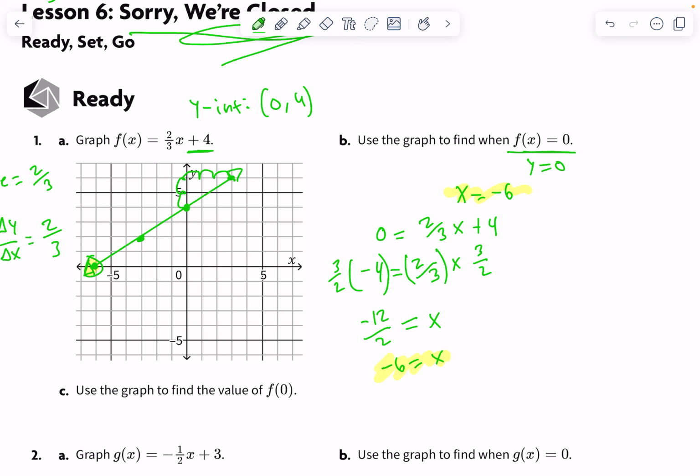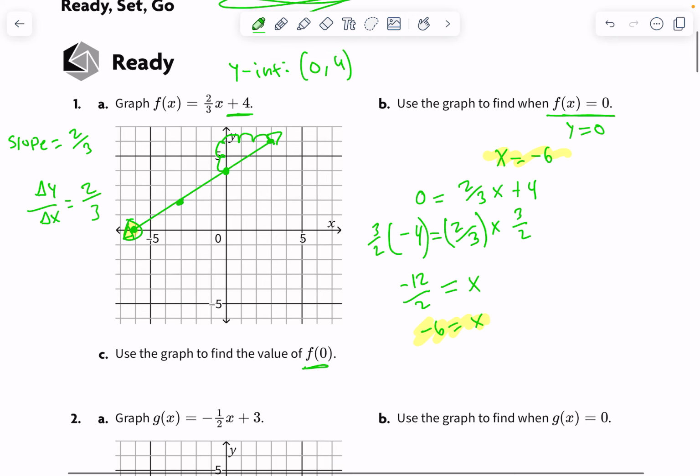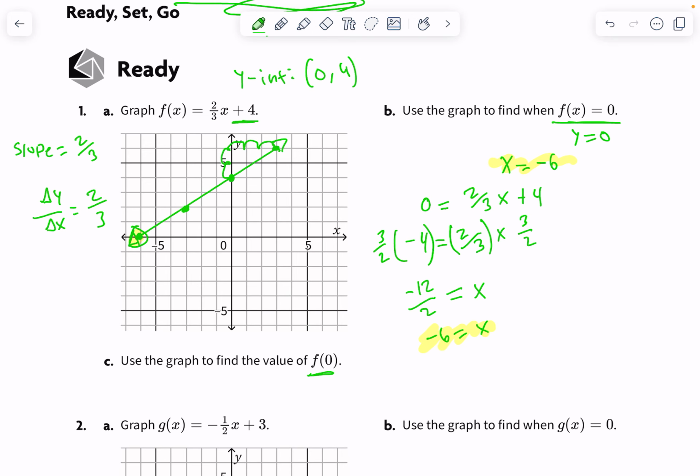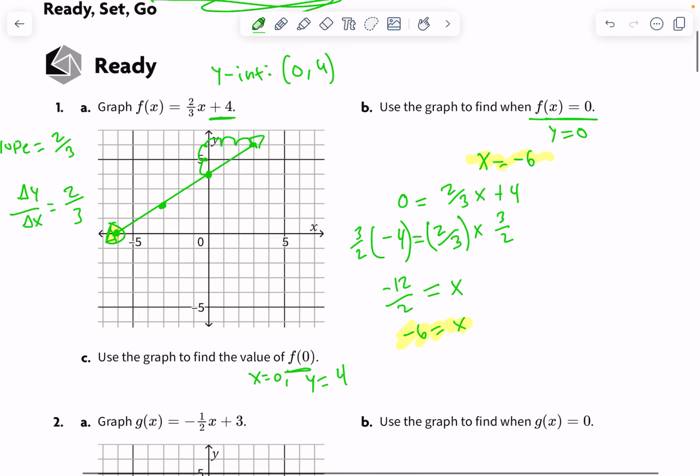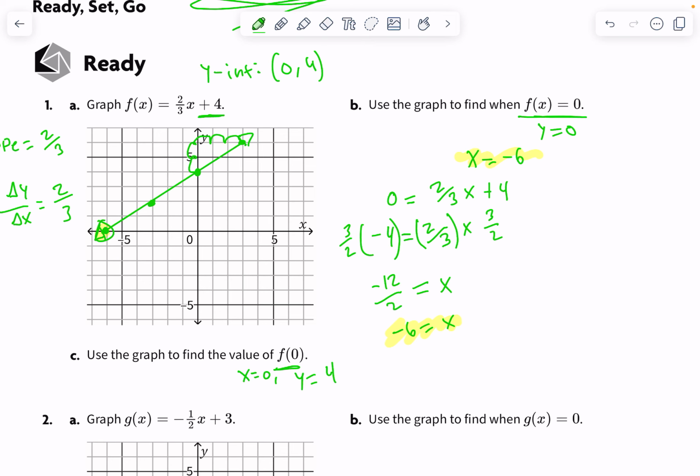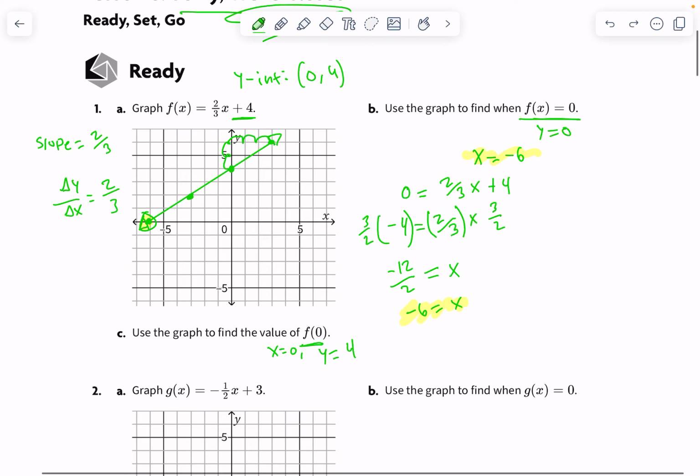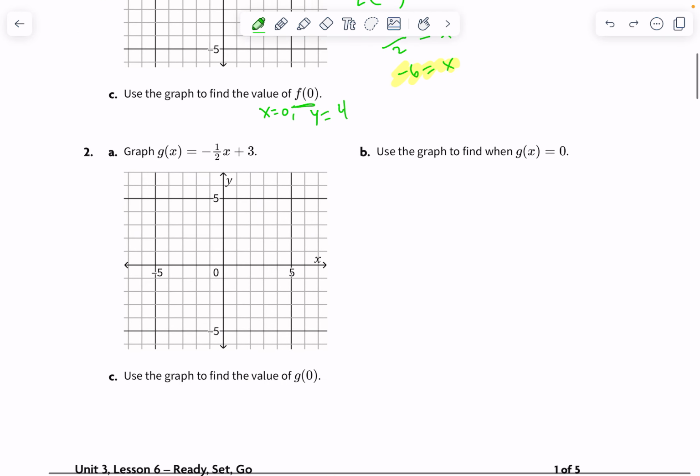Now it says use the graph to find the value of f of 0. So you use this graph. f of 0 is when x is equal to 0, and y is equal to 4. Again, we found that earlier as well. Okay, very good. Let's go to number 2.